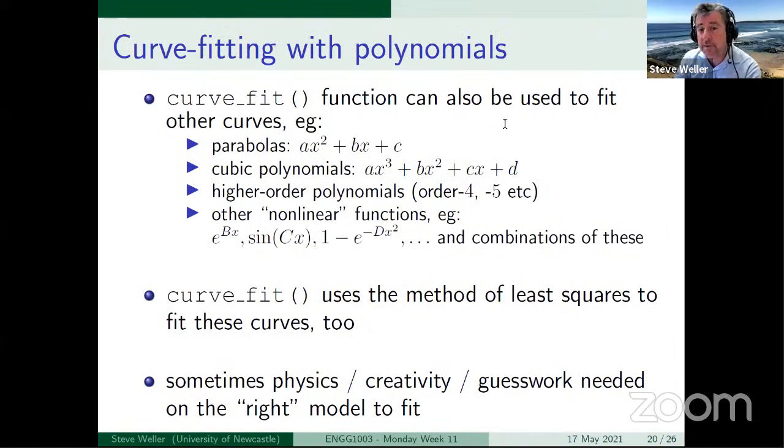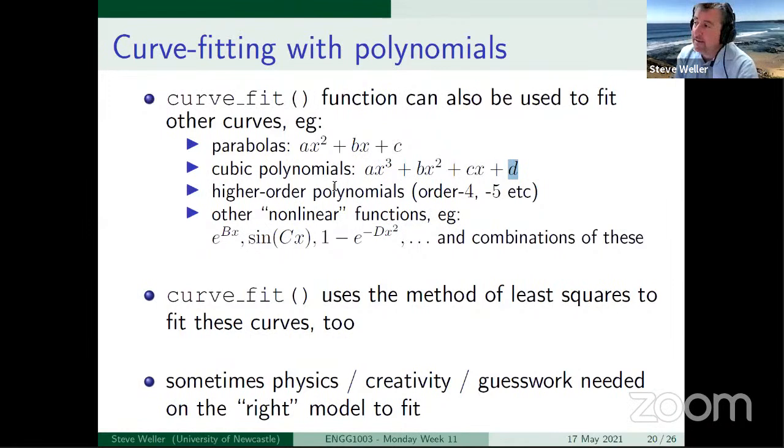A cubic polynomial gives us more flexibility. Notice that when we move to other curves, we have more values to define. With a straight line, we needed to find the gradient and the offset. With a parabola, we need to find these coefficients A, B, and C. With a cubic polynomial, we need to find the coefficients A, B, C, and D. They're the coefficients of the x cubed, the x squared, the x, and the constant term. And we could keep going with higher order polynomials, order 4 and 5 and so on.